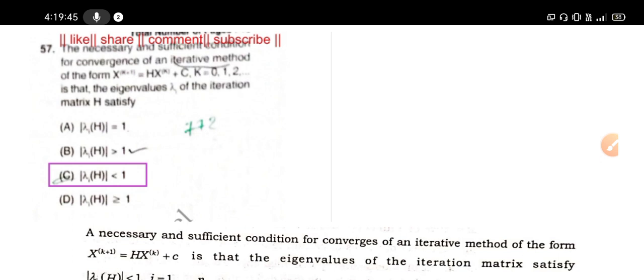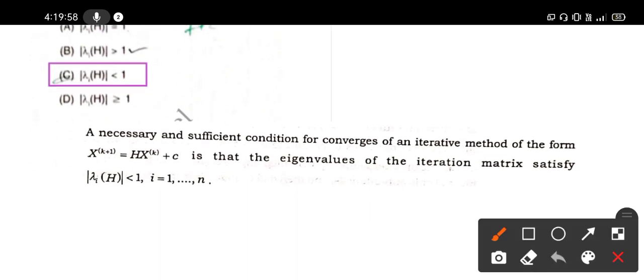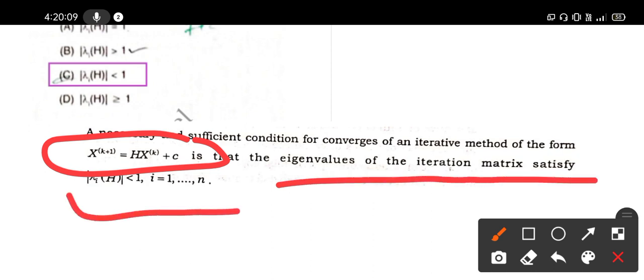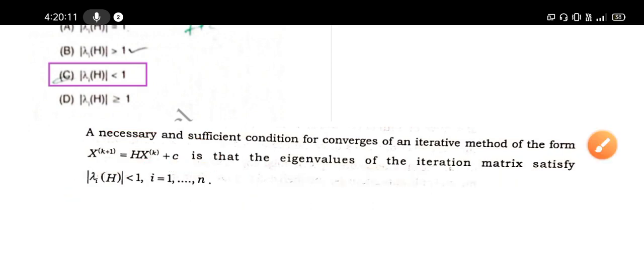Next question: the necessary and sufficient condition for convergence of an iterative method of the form x k plus 1 is equal to H x k plus c, k runs from 0 to 1 to, is that the eigenvalues lambda i of the iteration matrix H satisfy the given condition. This is also a direct result, so option C is correct.